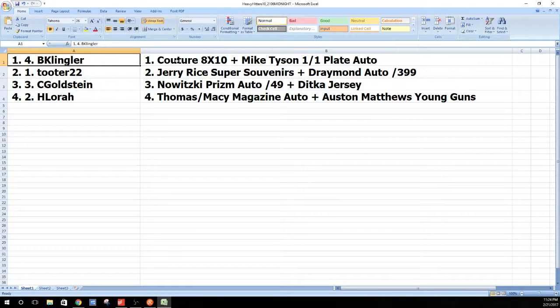All right, Brandon, you got the Couture 8x10 and the Mike Tyson 101 plate auto. Tudor, the Jerry Rice Super Souvenirs and the Draymond Green auto numbered to 399. Courtney, the Dirk Nowitzki Prism auto numbered to 49 and the Mike Ditka jersey. And Heath, the Thomas Macy magazine dual auto and the Auston Matthews Young Guns. Guys, there you have it. Bingo. Case dos. Or break dos. All right, give me 1 second to get that put together.